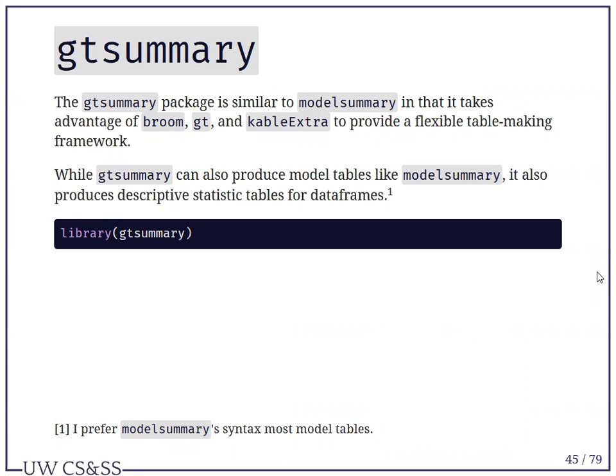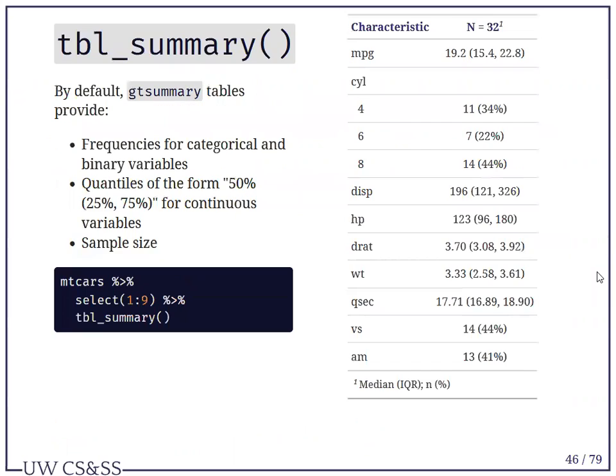The gtsummary package is similar to Model Summary in that it takes advantage of broom and gt and kableExtra to provide a flexible table making framework. While gtsummary can also produce model tables like Model Summary, it also produces descriptive statistics tables for data frames. I would say that I still prefer Model Summary syntax for most model tables and would only really use gtsummary for a table that is descriptive statistics that are maybe quick, but I also need them to look kind of nice.